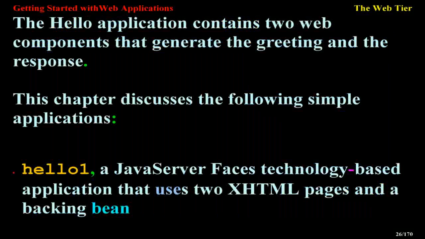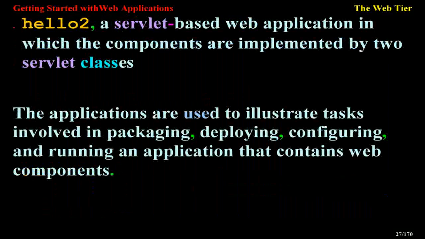This chapter discusses the following simple applications. Hello 1, a JavaServer Faces technology-based application that uses two XHTML pages and a backing bean. Hello 2, a servlet-based web application in which the components are implemented by two servlet classes. The applications are used to illustrate tasks involved in packaging, deploying, configuring, and running an application that contains web components.